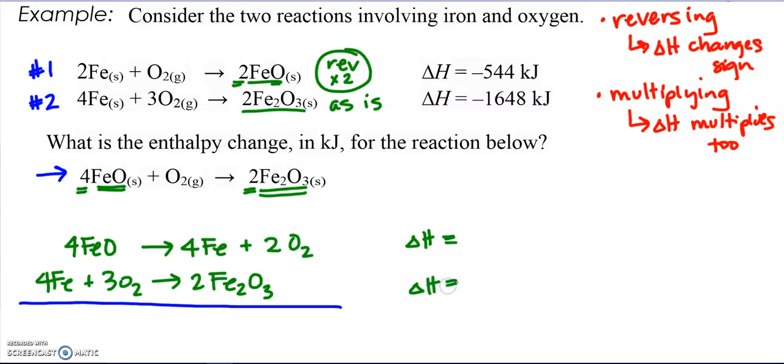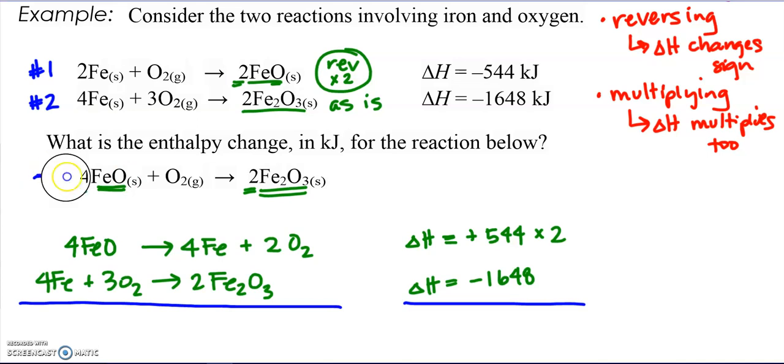So this first one, I reversed it so it becomes a positive 544 and I multiplied it by 2. So I do that for this as well. My second one, I kept it as is. Okay, so now I want to add up my two delta H's, but I have to make sure my two reactions added up equal the one I'm solving for.